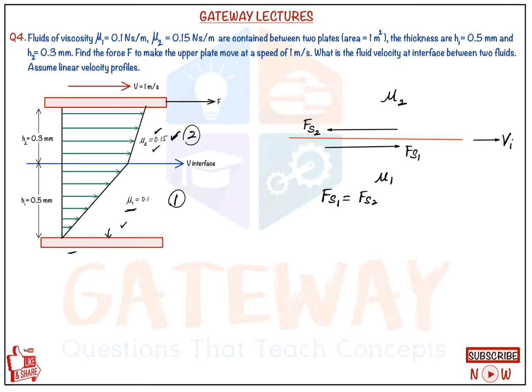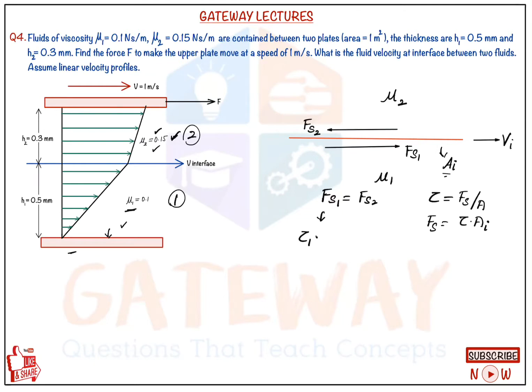And one more thing, suppose this interface is having some area AI. We know tau is equal to Fs upon area. From that Fs is equal to tau into area, right? So here Fs1 we can write as, at the interface, since here area is nothing but interface area, we are taking at the interface. So Fs1 is equal to tau from the first fluid into area.